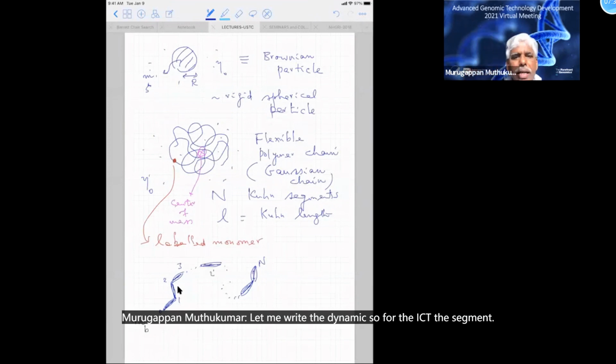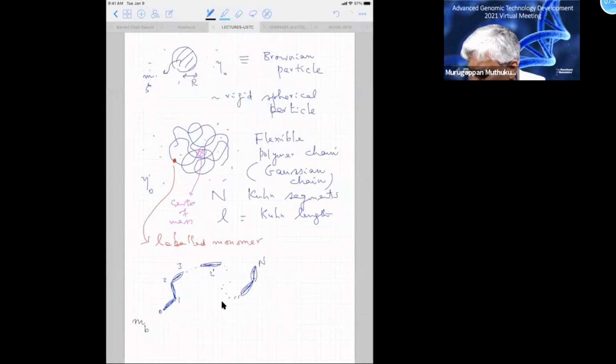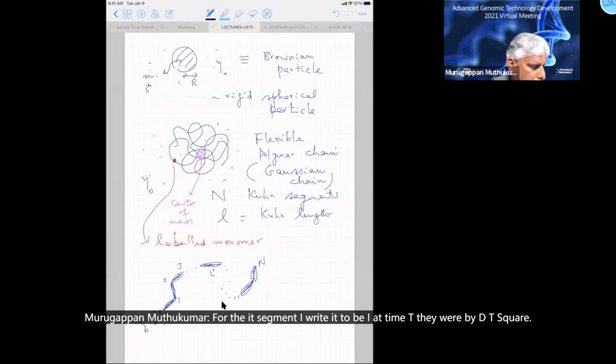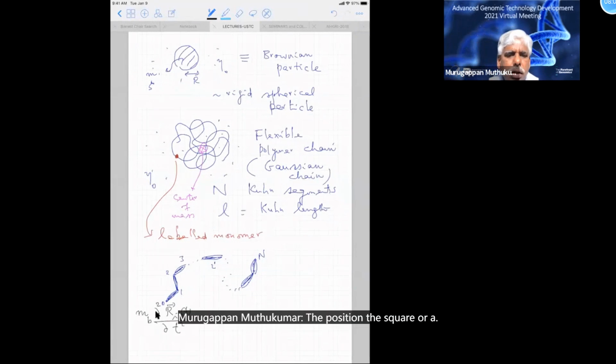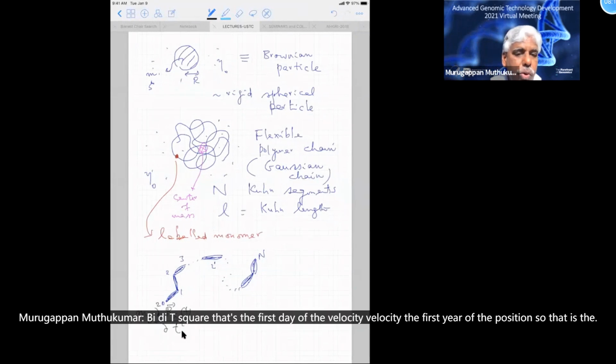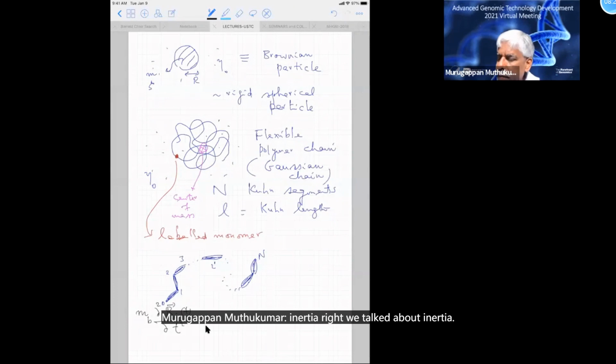Let me write the dynamics for the ith segment. Okay, i is between 1 and n. When I do this, mass times acceleration, for the ith segment I write m_B d squared r_i at time t divided by dt squared, right? Second derivative of the position, d squared r_i by dt squared. That's the first derivative of the velocity. Velocity is the first derivative of the position. So that is the inertia term, right? We talked about inertia.